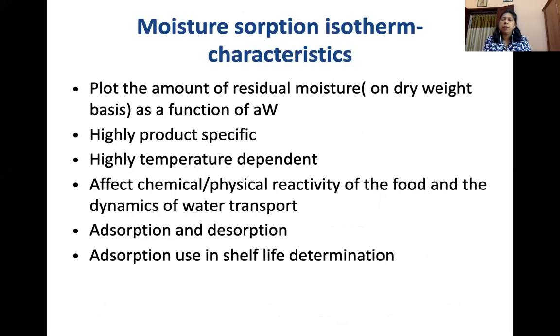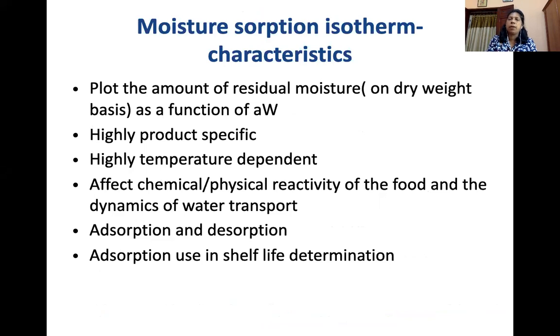Now when we consider moisture absorption as a characteristic, you have learned those things. Let's see again, and plot the amount of residual moisture on a dry weight basis as a function of water activity. The water activity is highly product specific. I mentioned earlier that even for the same product, at different temperatures, it is highly specific.